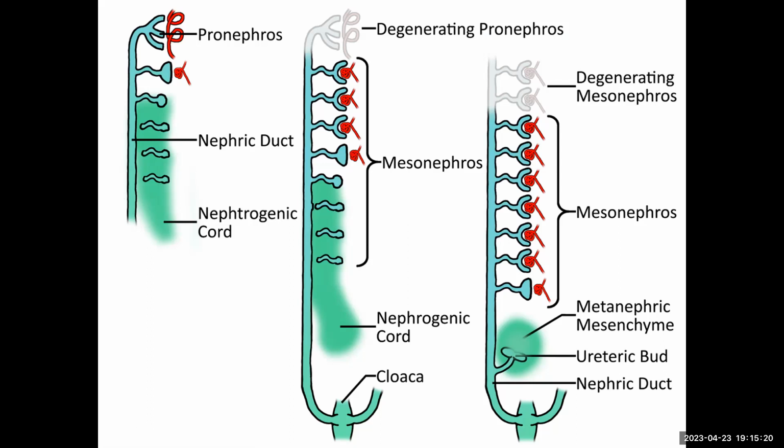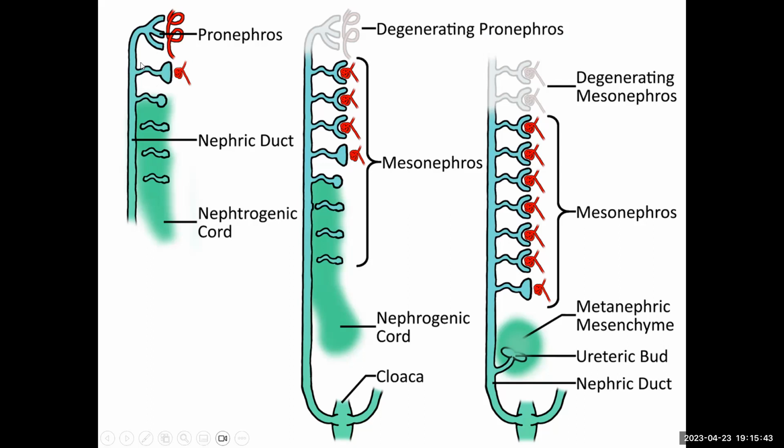So beginning at the front, rostrally, and then progressing caudally towards the back, you'll have 3 different kidneys that form over a few weeks within that nephrogenic cord. They are the pronephros, the mesonephros, and the metanephros. The pronephros, which you see here, is also known as the Wolffian duct.